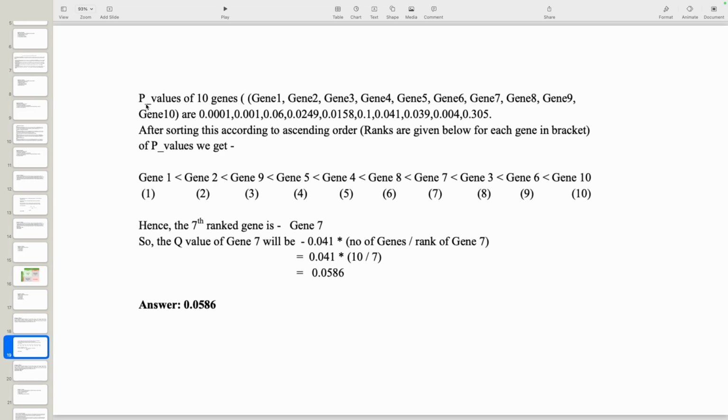Yes, ma'am. In this case, as I talked, if we want to compute the Q value for gene 4, the value will be 0.0249. The value would be yes. Thank you, ma'am.